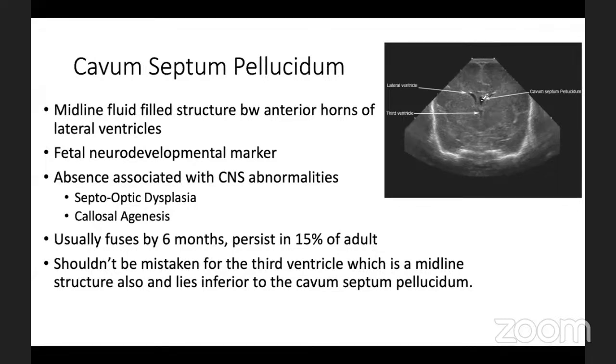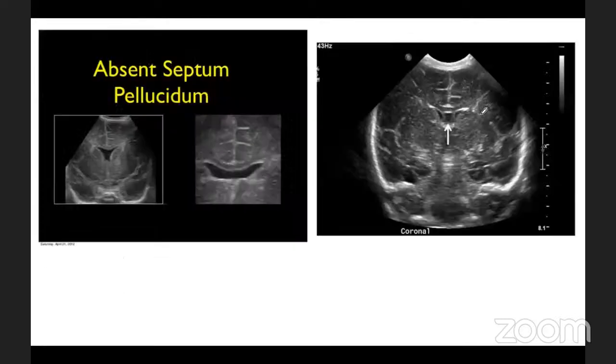And it's very important that we should not mistake it for the third ventricle. The third ventricle lies below the septum pellucidum. If it is absent, you can see the ultrasound picture like this. And this is another way to show you in the coronal plane. This is the septum pellucidum. On each side are the lateral ventricles.